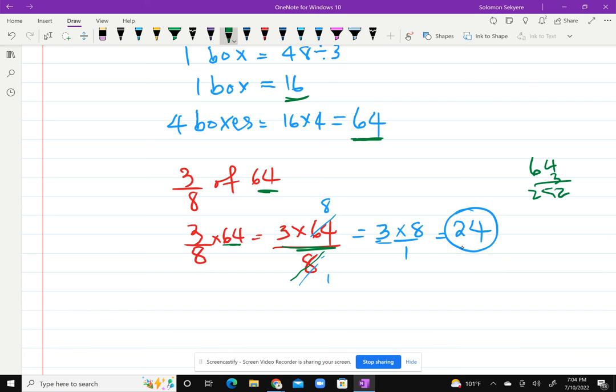Now 8 divides 8, 1. 8 divides 64, 8. After that, I look at it. Are there any more numbers that I can divide? No. What's left on the top? 3 times 8. I write it over here. And the bottom is just 1. So it will be 24 over 1, which is 24. You're done. Okay? So 2 steps. First, you need to find that number, and then you need to go and find 3/8 of that number.